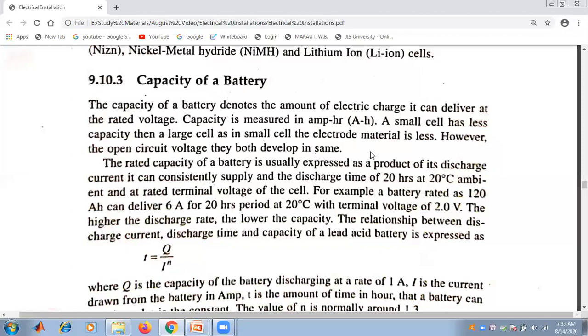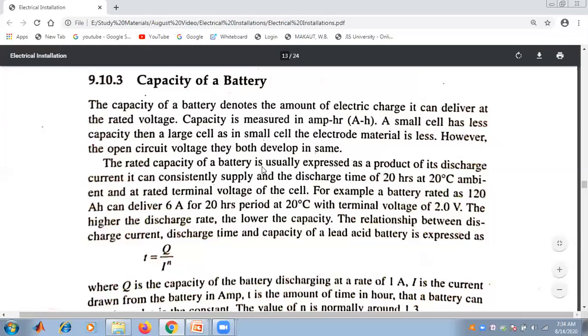This is the ampere hour representation, Ah. A small cell has less capacity than a large cell, as in a small cell the electrode material is less. However, the open circuit voltage that they both develop is the same.